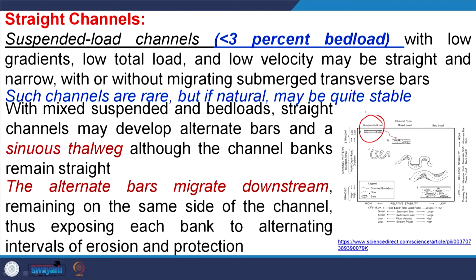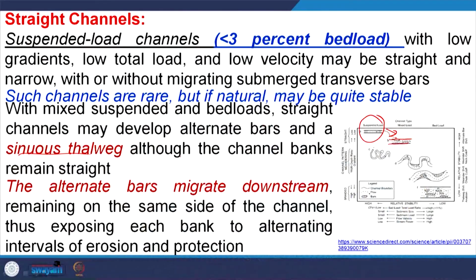In nature, sensu stricto straight channels are rarely found, but if one is there, it will sustain for a long time, it will remain stable. With mixed suspended and bed load, a straight channel may develop alternate bars and a sinuous Thalweg, although the channel banks remain straight. So, suppose we increase the bed load to a certain extent. The channel habit remains straight, but we are creating some bars, and once bars are generated, the bars migrate downstream. Due to this migration of the bars, the shape of the Thalweg changes.